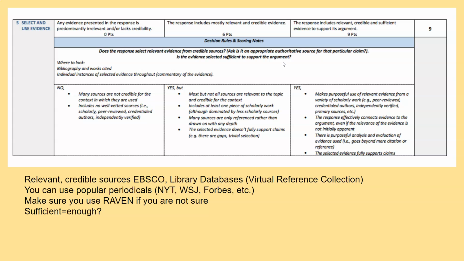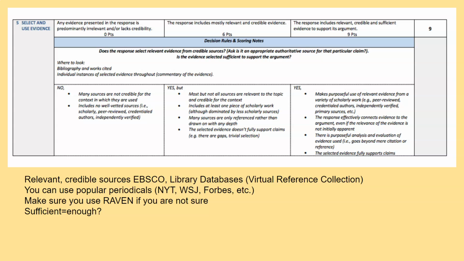Meaning you have to use EBSCO. You have to use databases. You have to use the virtual reference collection. If you use popular literature or popular periodicals, you have to use ones that have credibility and reliability attached to them. The New York Times, the Wall Street Journal, Forbes magazine. Don't use blog sites unless you've done a thorough search to make sure that they're credible and reliable. If you're using a written source, make sure you use Raven, right? Make sure you're not using something that is not a credible, reliable source.